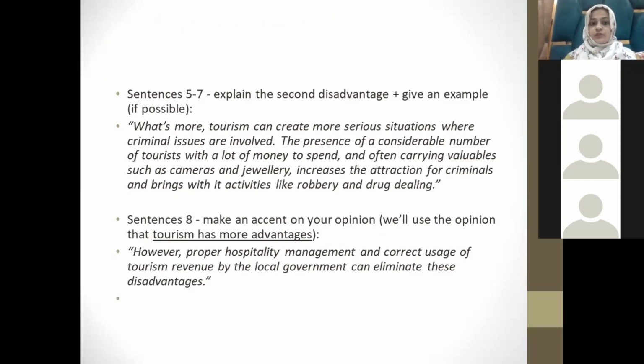Now, sentences 5 to 7, you need to explain the second advantage, and you need to give an example of how those illegal activities take place. For example, criminal issues increase. There are many incidents of theft, robbery or snatching that occur.